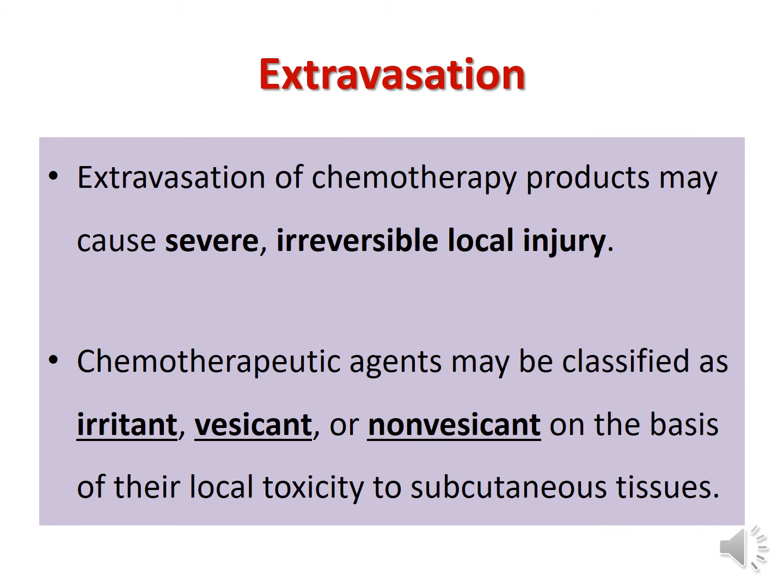The third issue is extravasation. What do we mean by extravasation? It means extravasation of a chemotherapeutic agent. This can lead to severe or irreversible local injury. Chemotherapeutic agents may be classified into either irritant, vesicant, or non-vesicant on the basis of their local toxicity to subcutaneous tissues. So extravasation of chemotherapy can be very severe, leading to, as I said, irreversible local injury. And these chemotherapeutic agents may be either irritant, vesicant, or non-vesicant.